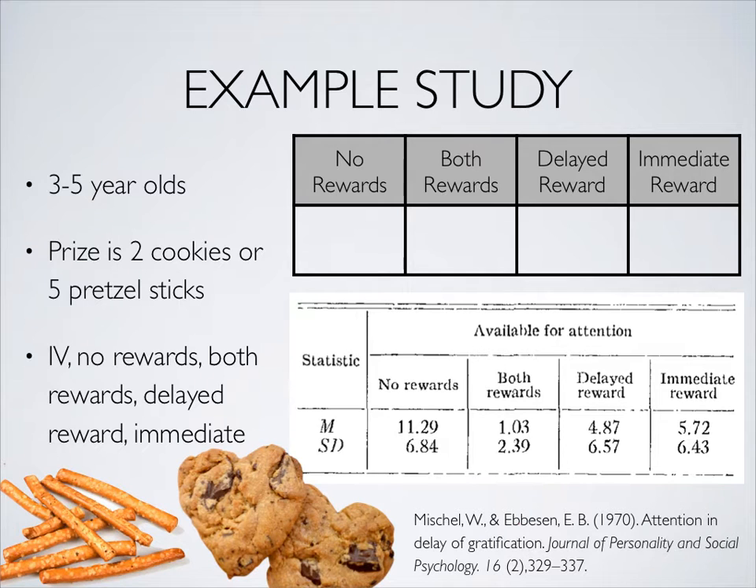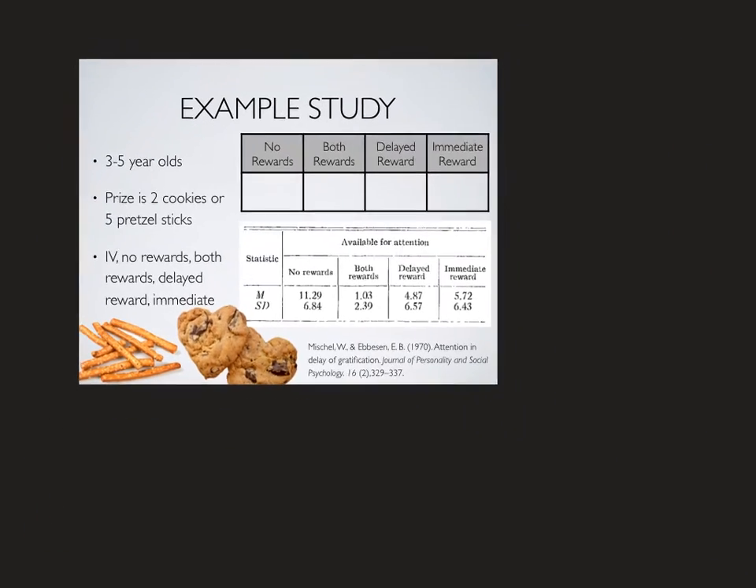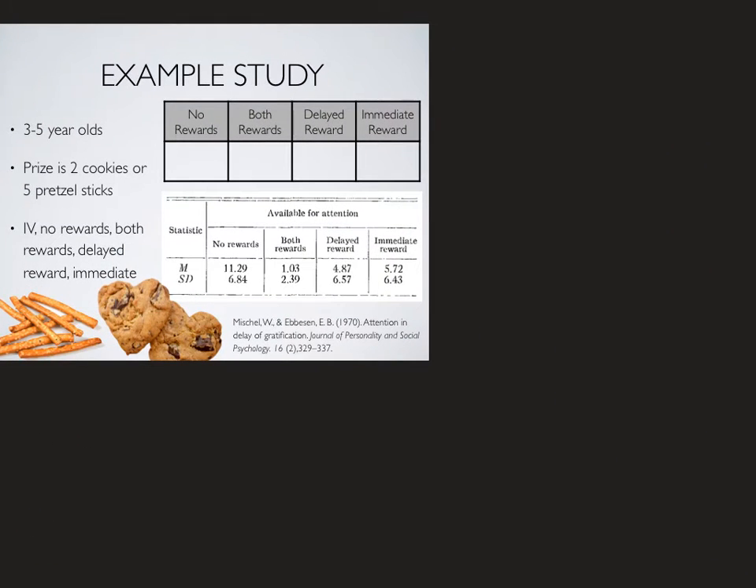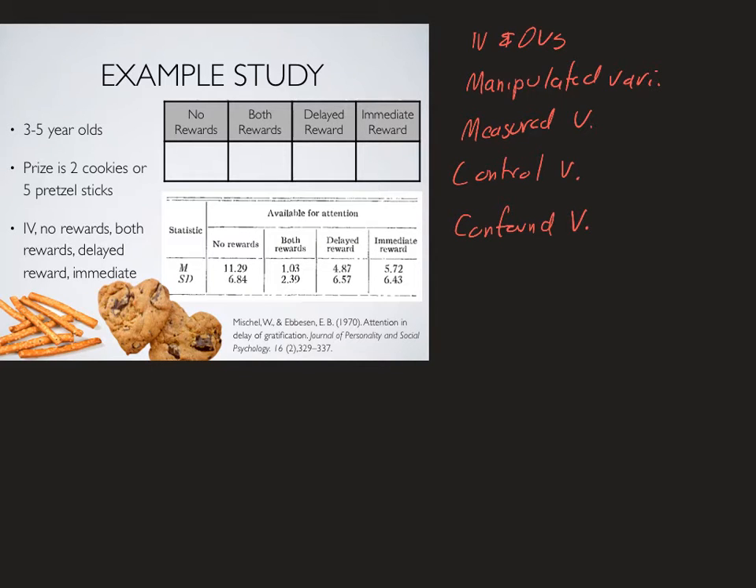Okay, so now going over this example again, keep in mind that my original goal for this slide was to go over, I think I got sidetracked, IVs and DVs. What's a manipulated variable? Stop there. Measured variable. Control, let's put V there. Control variable and confound variable, right? So that was the original aim.